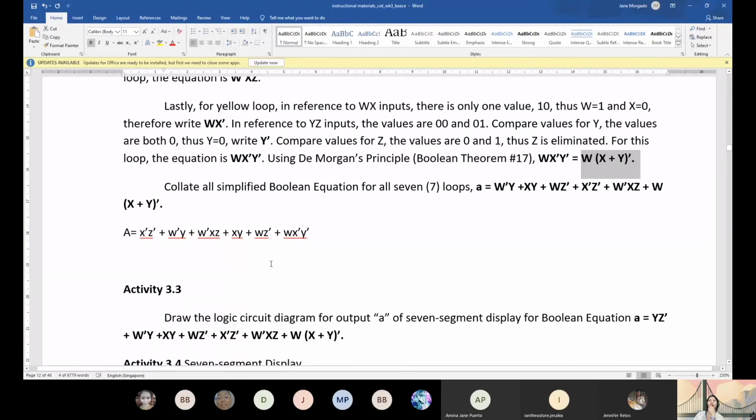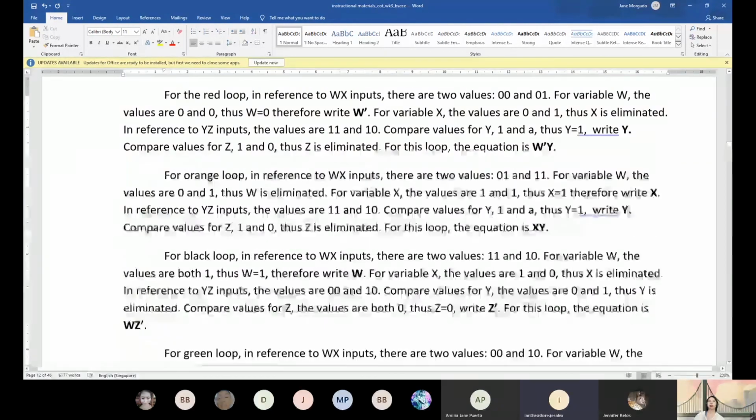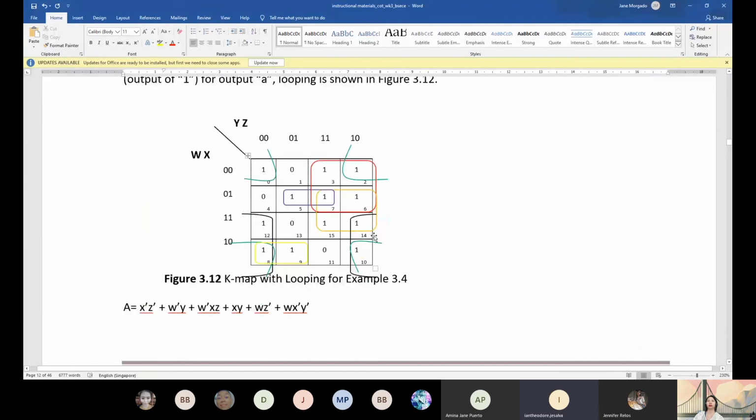Question, class. Doon po sa looping, doon po sa 3 to 7, 6, 15, 14 po. Wait lang. What color? Doon po sa red and orange po. Okay. Red and orange. Di ba po ang sinusundan natin pag looping is yung numbers of 1, 2, 4, 8, to the end.